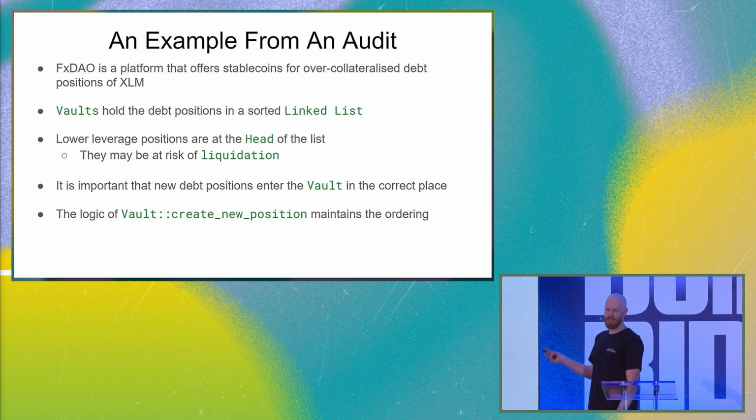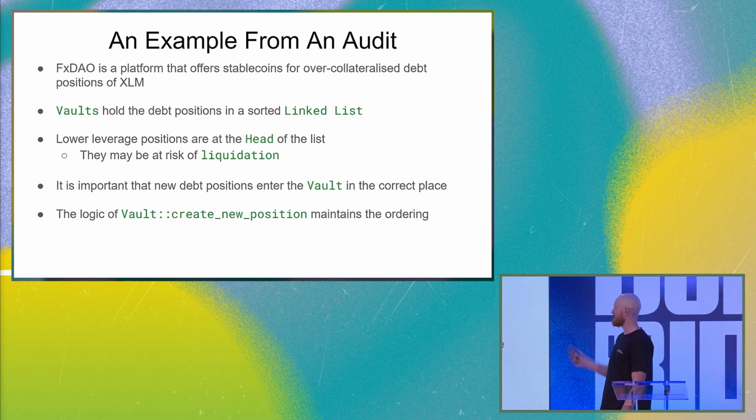So we audited FXDAO, and it was fantastic. We had a great time auditing it. There was one bug that we found that is a little bit fun, so worthy of having for this talk. A quick description of what FXDAO is: they do over-collateralized positions for stablecoins. Two that I'll use in the example are one for Great British Pound, one for USD. These debt positions are held inside a data structure called vaults, which is a linked list, and it's sorted. You want the debt positions that have the worst leverage to be closer to the head of the list, because they're the ones that might be at higher risk of liquidation.